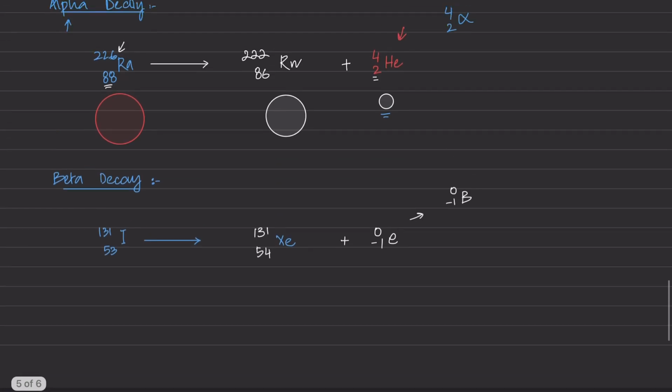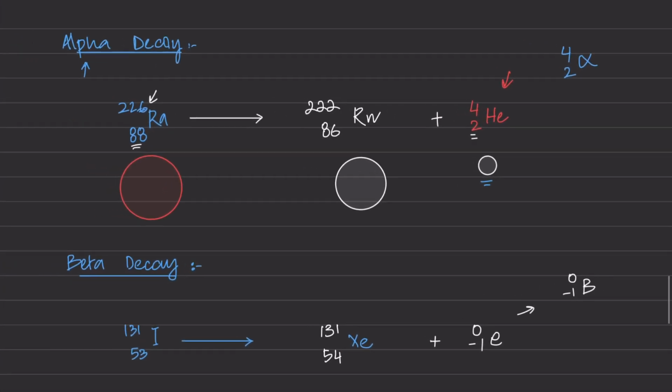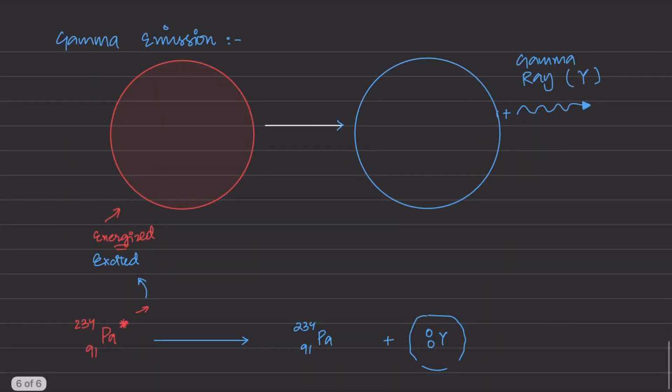So here we have your gamma emission, alpha, beta, and your gamma emission. In the gamma emission, there's this gamma ray which leaves, which is another electromagnetic wave that we have. Once it leaves, your daughter nuclei is now free of that energy. The parent nuclei, which initially started off with more energy, is now more stable.